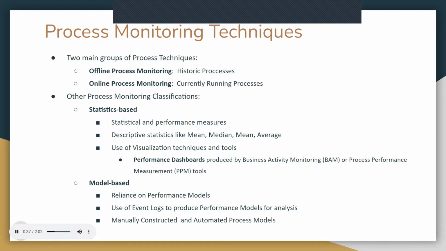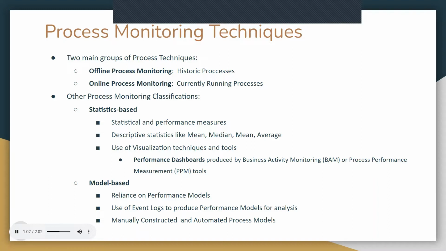Alternatively, the online monitoring occurs with processes that are currently running. Those are in progress, and both of these techniques require the use of event logs as inputs. But they can also be broken down into two other different types of classifications, either statistics based or model based. The first one being statistical and performance measures being the bread and butter.